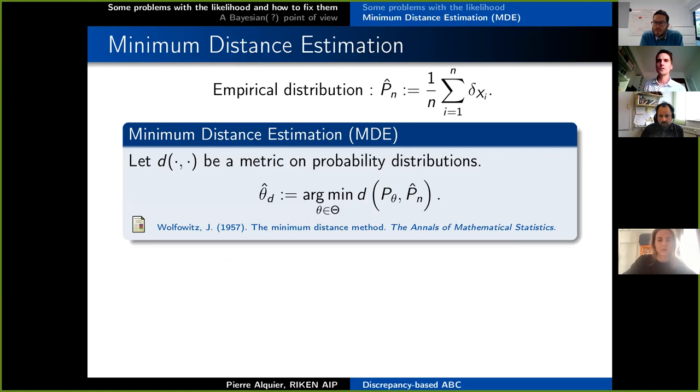And then you choose a metric that has to be, obviously, that has to induce some robustness. And then you minimize the distance between P theta and Pn with respect to this metric.